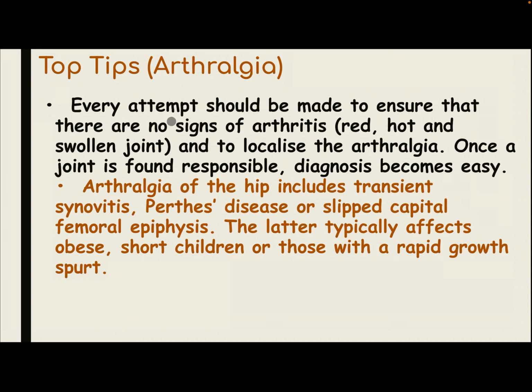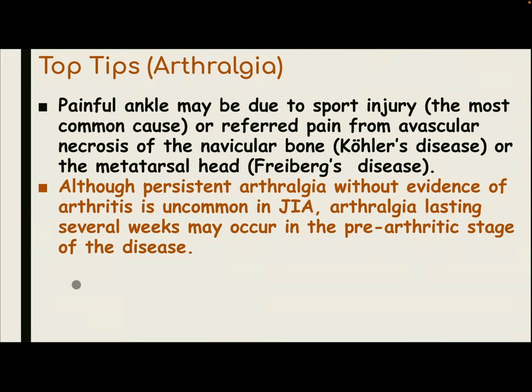Top tips of arthralgia. Every attempt should be made to ensure that there are no signs of arthritis, a red, hot, and swollen joint, and to localize the arthralgia. Once a joint is found responsible, diagnosis becomes easy. Arthralgia of the hip includes transient synovitis, Perthes disease, or slipped capital femoral epiphysis. Slipped capital femoral epiphysis typically affects obese, short children, and those with a rapid growth spurt.